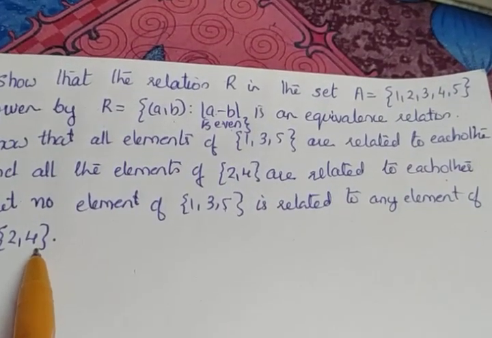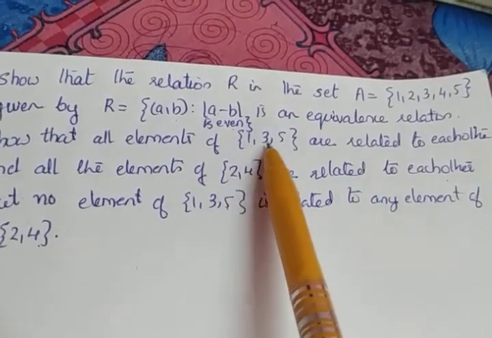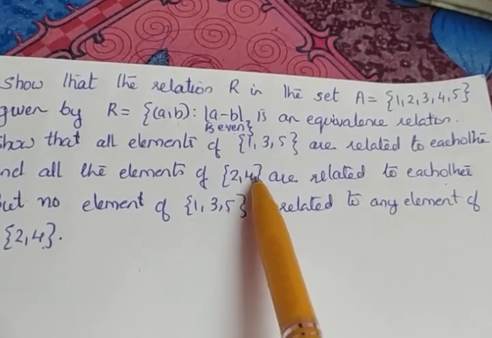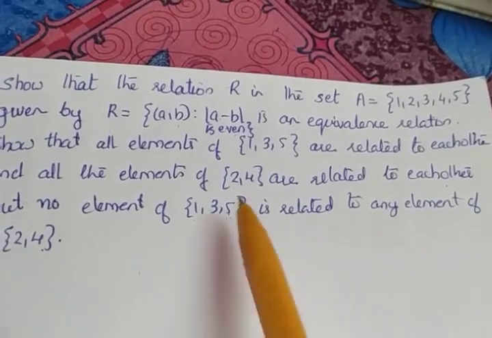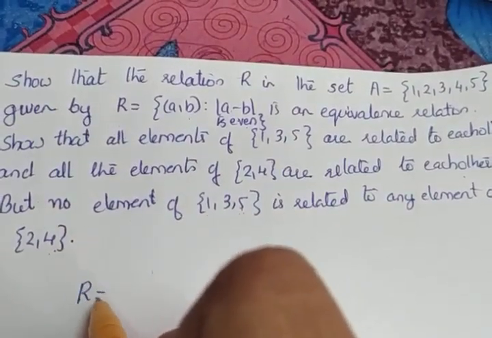There are actually 4 questions. First, we have to prove R is an equivalence relation. Second, we have to prove 1, 3, 5 are related to each other. Third, we have to prove 2 and 4 are related to each other. And the next one is to prove 1, 3, 5 is not related to 2 and 4. So what we will do is write R in roster form.